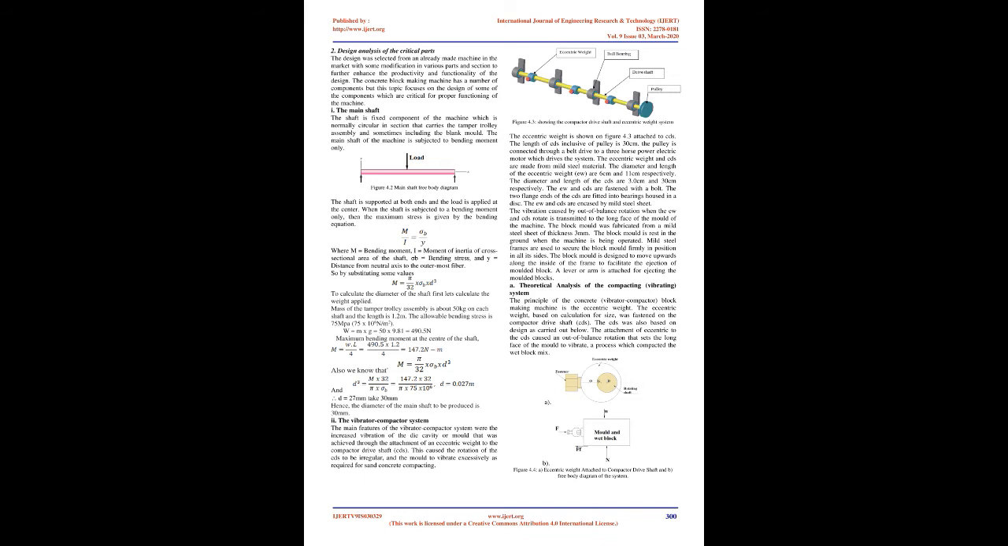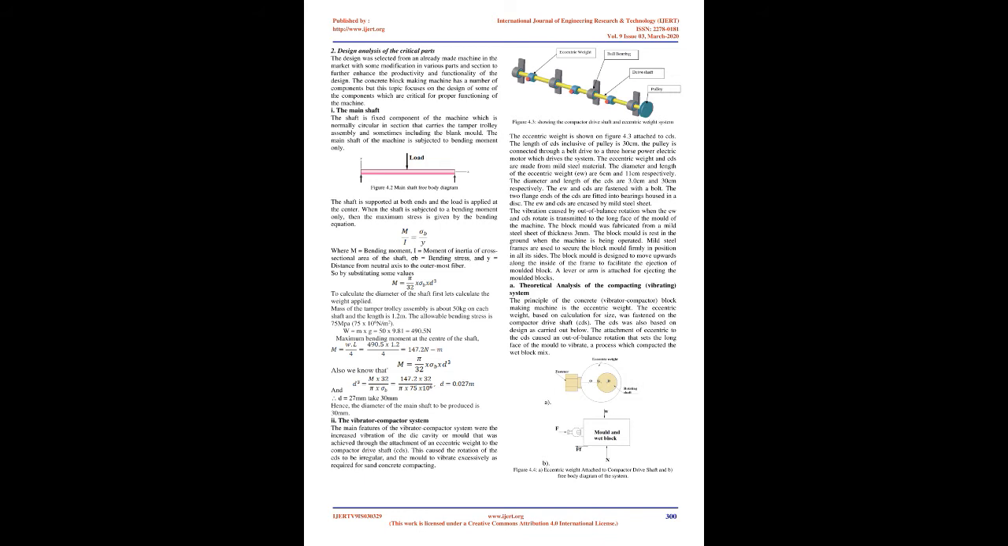2. The vibrator compactor system. The main feature of the vibrator compactor system was the increased vibration of the die cavity or mold, achieved through the attachment of an eccentric weight to the compactor drive shaft, CDS. This caused the rotation of the shaft to be irregular, and the mold to vibrate excessively as required for sand concrete compacting. The eccentric weight is shown in figure 4.3 attached to the CDS.